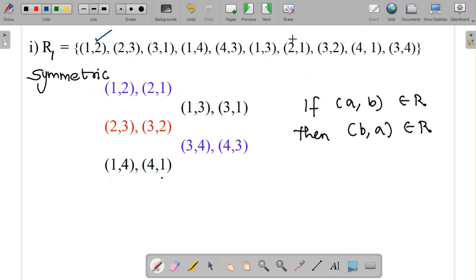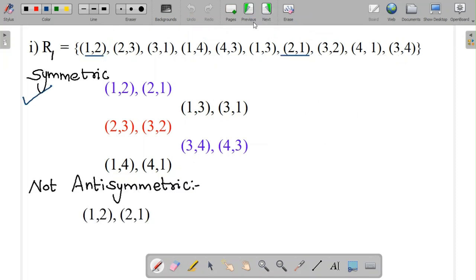When 1 comma 2 is present, 2 comma 1 is also present. When 1 3 is present, 3 1 is also present. When 2 3 is present, 3 2 is also present. When 1 4 is present, 4 1 is also present. When 4 3 is present, 3 4 is also present. This is observed for every a comma b belonging to the set A that we considered here. Therefore, our relation R1 qualifies to be a symmetric relation.